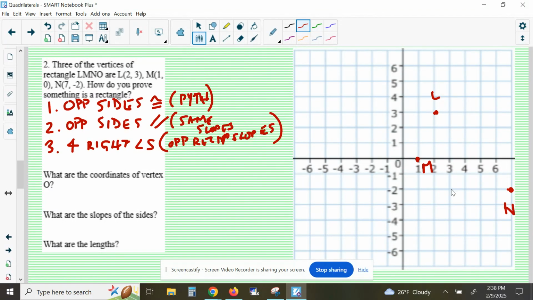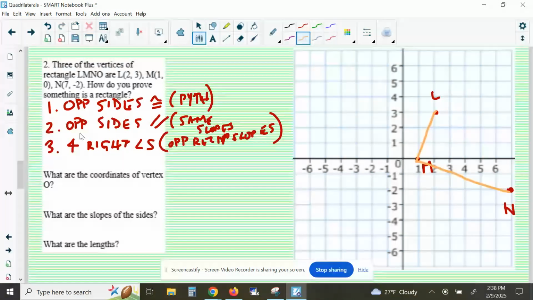Okay, so it looks like L, M, N, O. So the order goes L to M to N. So where does our O have to be? It's got to be up here somewhere, right? So we need to figure out exactly where it's going to be. So let's take a look at this. So we do know we need opposite sides being the same length. I'm going to go ahead and connect some of these sides. From here to here we have, and from here to here we have. And we think the other one's got to be out here.